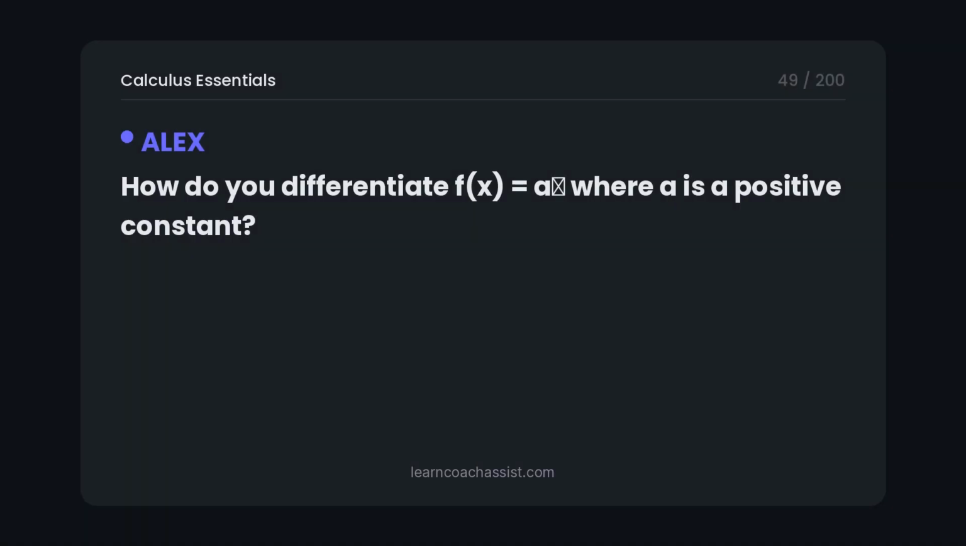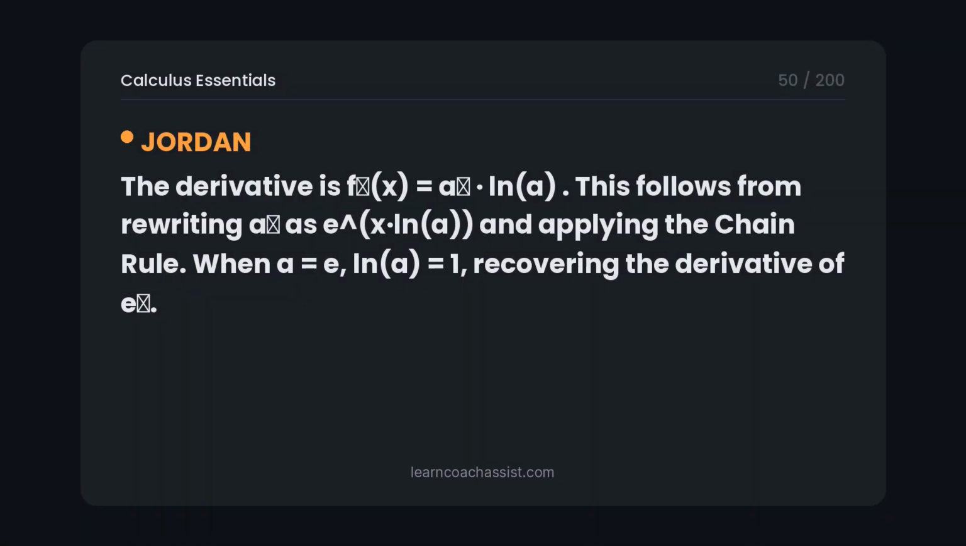How do you differentiate f(x) equals a^x, where a is a positive constant? The derivative is f'(x) equals a^x ln a. This follows from rewriting a^x as e^(x ln a) and applying the chain rule. When a equals e, ln a equals 1, recovering the derivative of e^x.